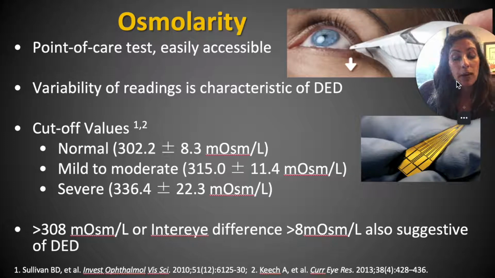In my own clinical practice, when I get this test, I like to use it as a screening test. Anybody with a value of 308 milliosmoles per liter or higher, or an inter-eye difference of 8 or more, is suggestive of dry eye disease.